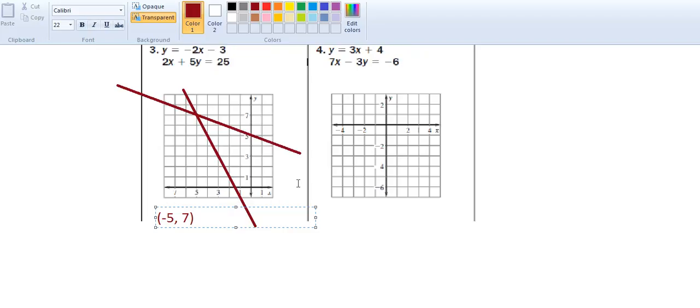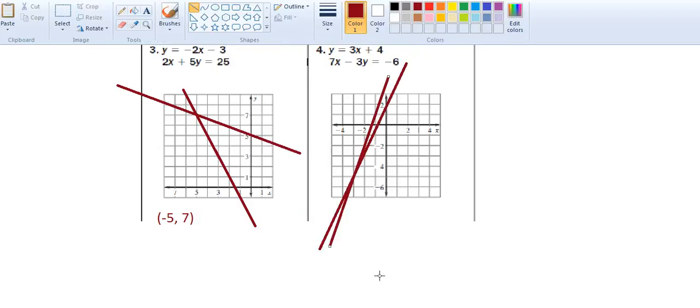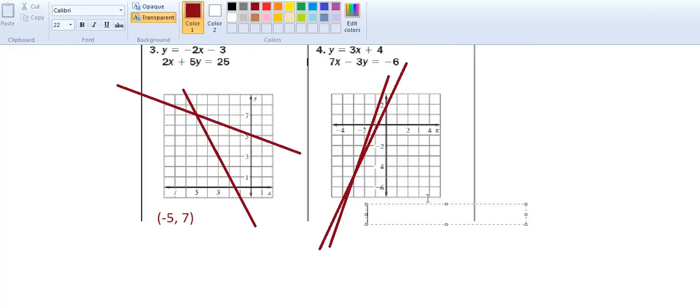So you can go ahead and pause if you are planning on trying number 4. And if you did number 4, it looks a little bit like this. Really, really close slopes. So on those slopes, they seem to intersect at -3, -5. Again, if you check that, it would work up there.